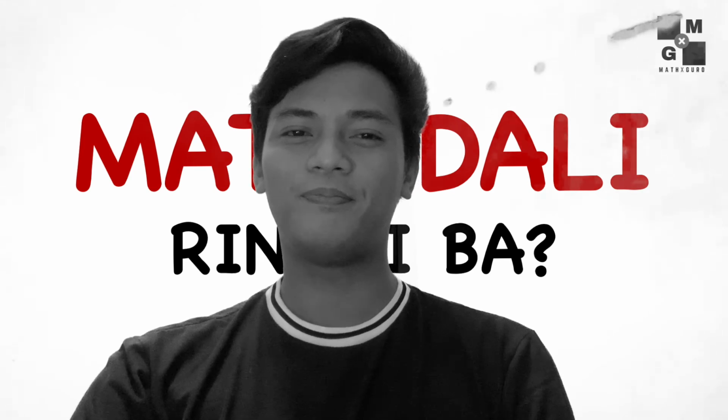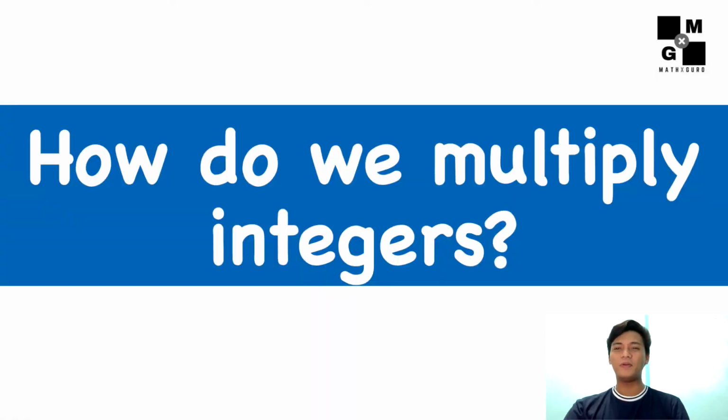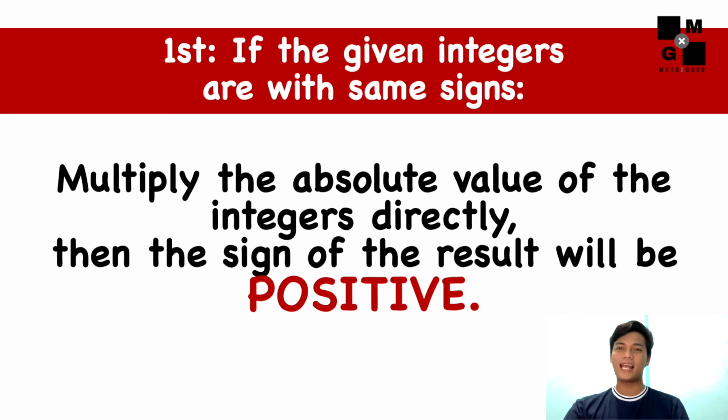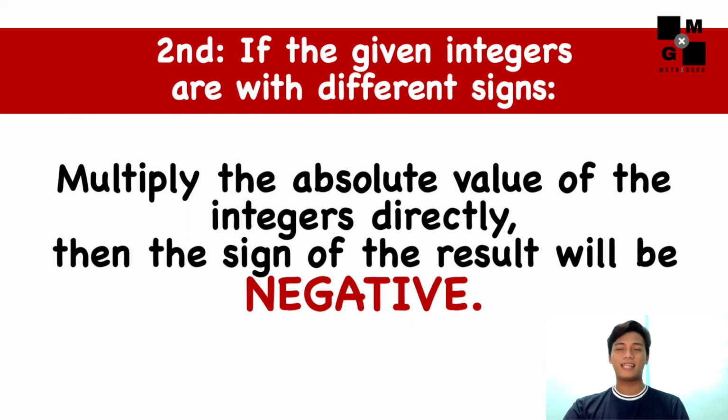Madali rin, di ba? So now, how do we multiply integers? First, if the given integers are with same signs, multiply the absolute value of the integers directly, then the sign of the result will be positive. Second, if the given integers are with different signs, multiply the absolute value of the integers directly, then the sign of the result will be negative.